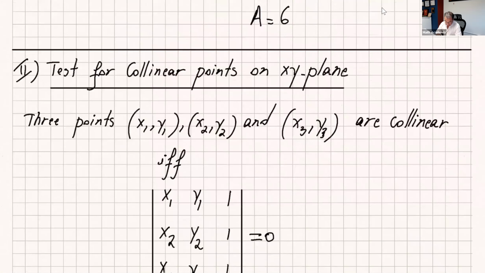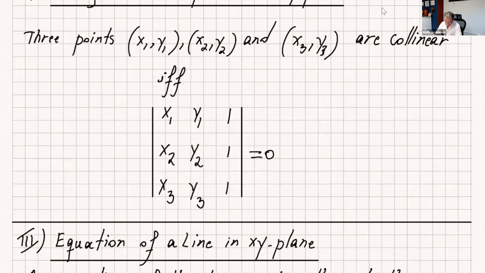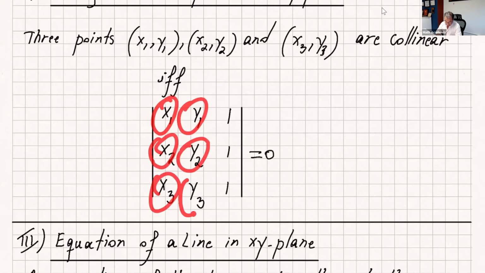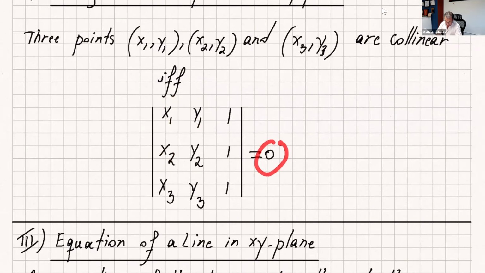Another application is a test for collinear points on the xy plane. Collinear means that if you want to know if 3 points are on the same line, you can just use this determinant. Put the coordinates of those points, and if you find the determinant and the determinant is 0, then you can say those 3 points are on the same line, or they are collinear.